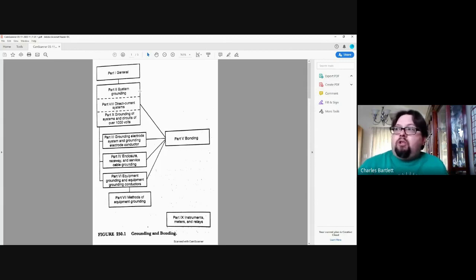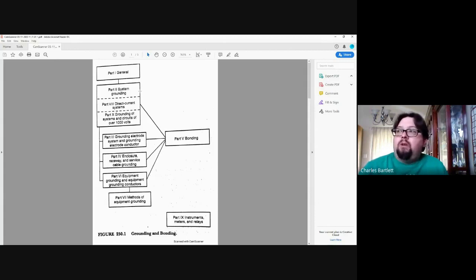So if you go down the flow chart, you'll notice they're not in order. That's because some of those sections are about the same thing. So if you'll notice, part 3, 8, and 10 are all bunched together because they all contain system grounding information for those various voltage schemes, right? So whether it's direct current voltage or if it's over 1,000 volts.